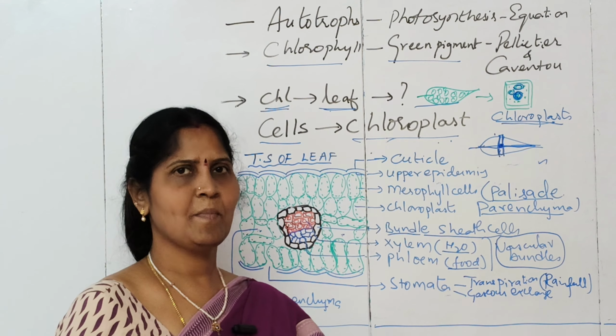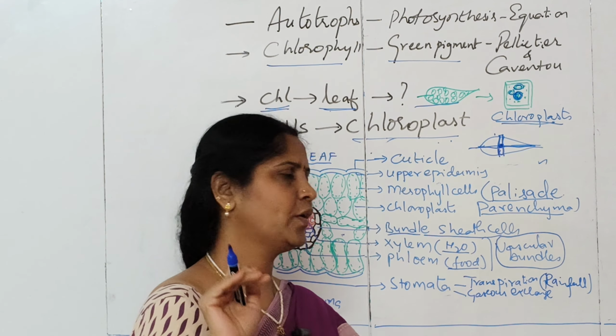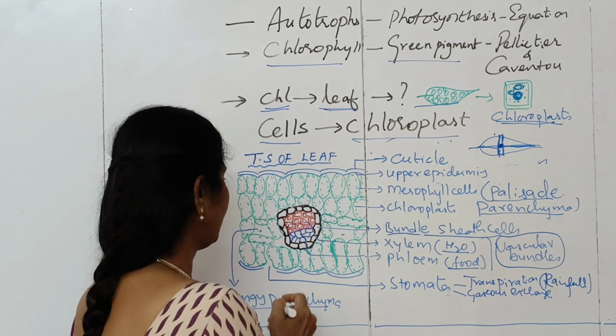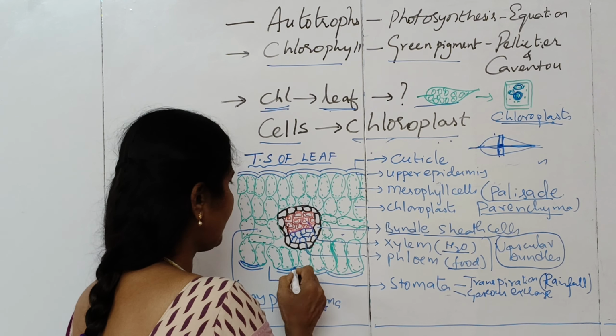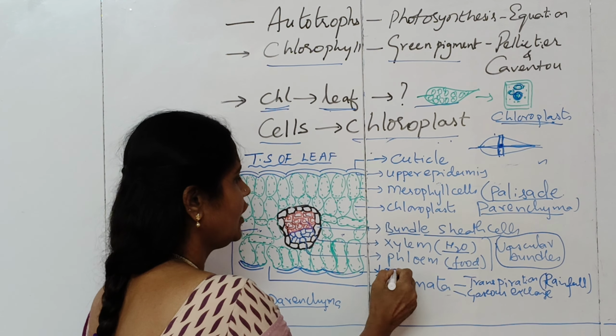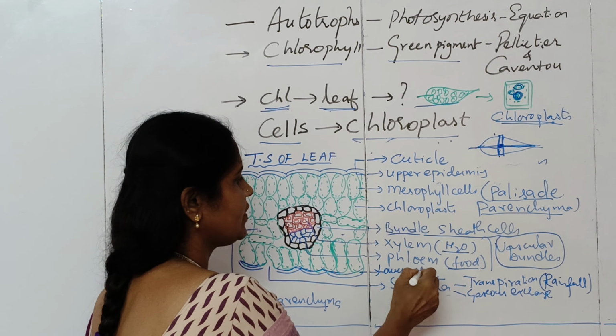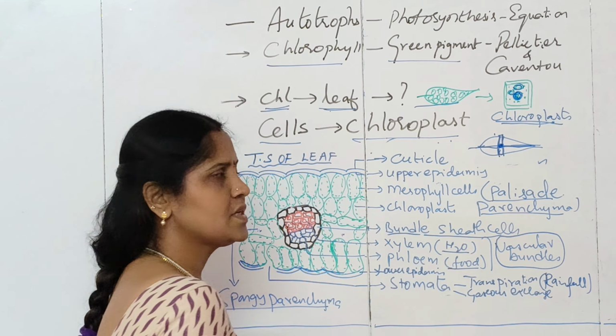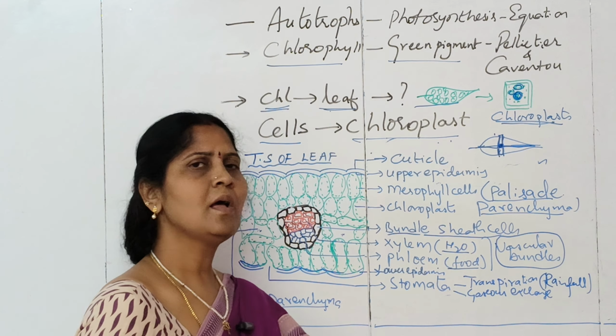That's why they are called the green lungs of the earth. Apart from all this, we have drawn one more structure here. This is called the lower epidermis. So like this, we have all the different structures that can be seen in the TS of the leaf.